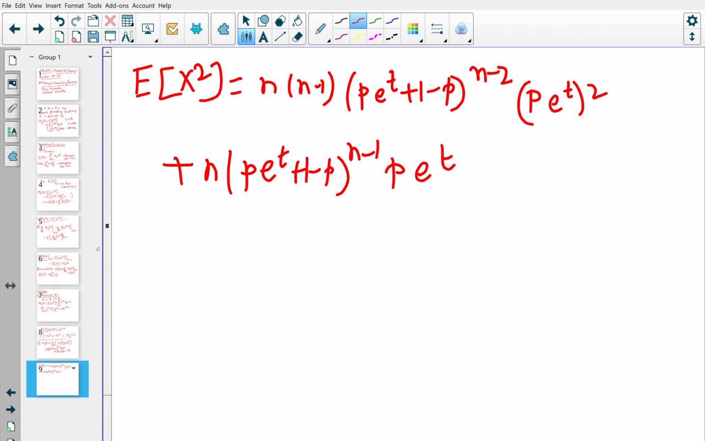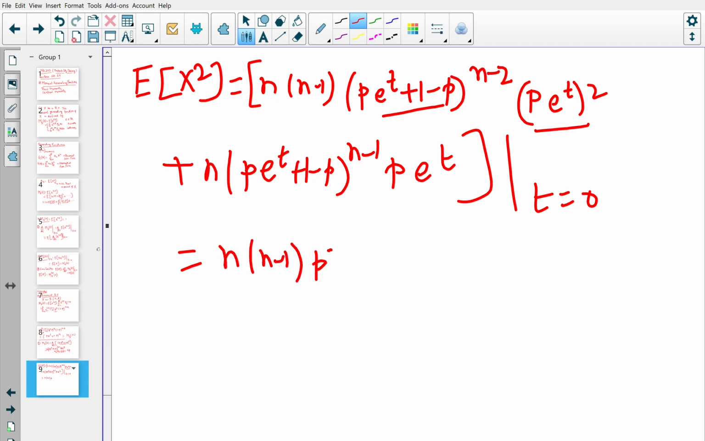Okay, so this is the derivative at t equal to 0. This is the value. So for the second raw moment, take the double derivative, and then evaluate at t equal to 0. If you evaluate at t equal to 0, you see this term is 1, and then this is p square, so you'll have n into n minus 1 into p square, and here when t equal to 0, you'll have p here, and then np, so this is np times this.